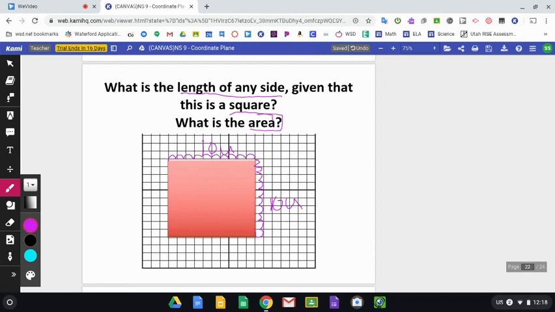What is the area? Remember, area equals length times width. So 10 times 10, the area is 100 units squared. Remember, labels matter. Units squared.